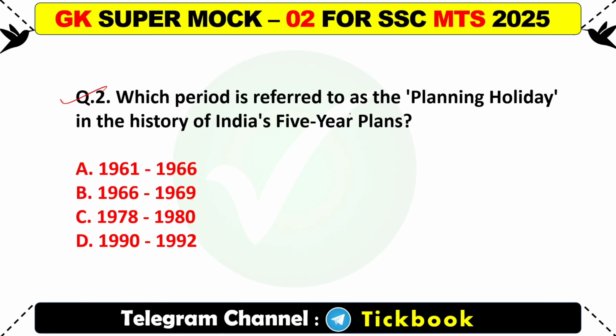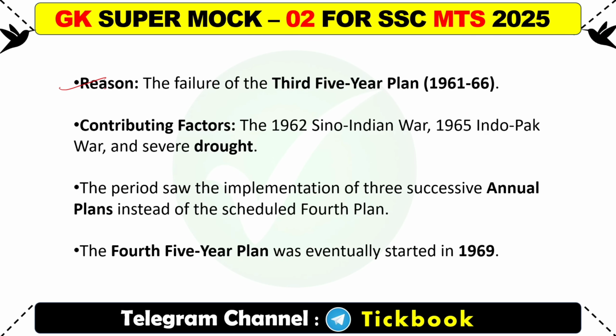2. Which period is referred to as the planning holiday in the history of India's 5-year plans? Option number B, 1966 to 1969. Reason, the failure of the third 5-year plan, 1961 to 1966. Contributing factors, the 1962 Sino-India War, the 1965 India-Pakistan War, and severe drought. The period saw the implementation of 3 successive annual plans instead of the scheduled 4th plan. The 4th 5-year plan was eventually started in 1969.